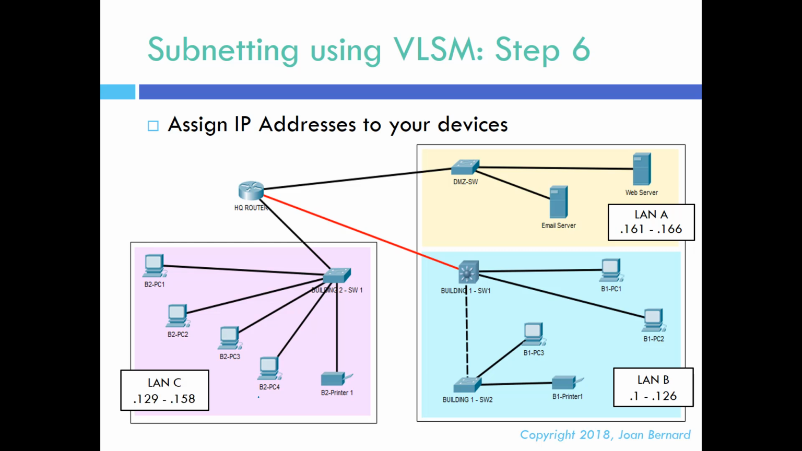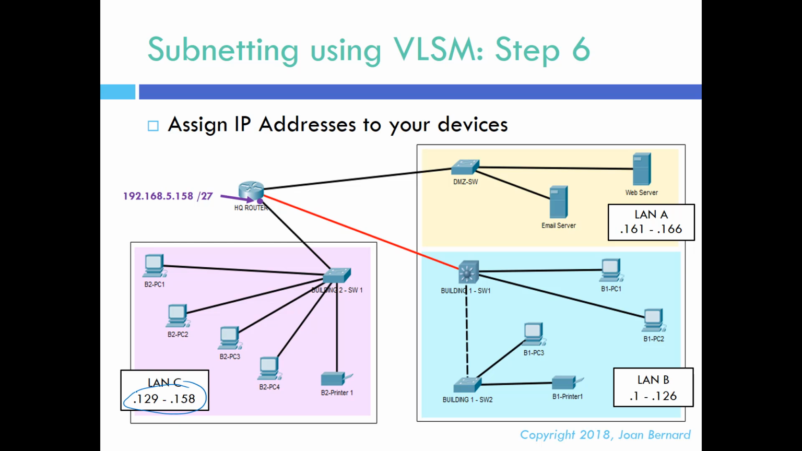So the first thing I like to do is give my routers their IP addresses. You'll notice there are 3 cables going into the routers, and those are connected at the router interfaces. And so the first router interface is going to get the IP address 192.168.5.158. I could have picked any of these IP addresses from LAN C. I just decided to choose the last host.